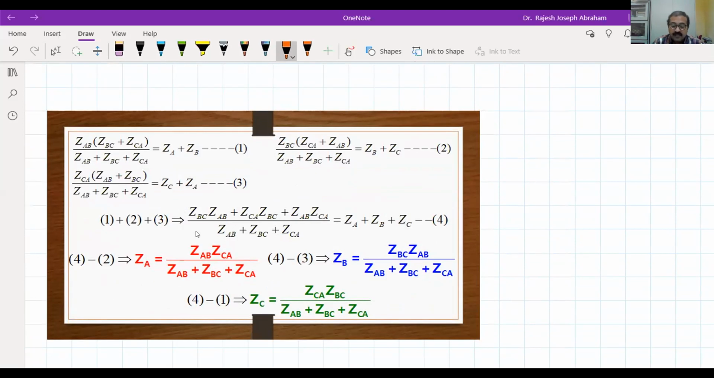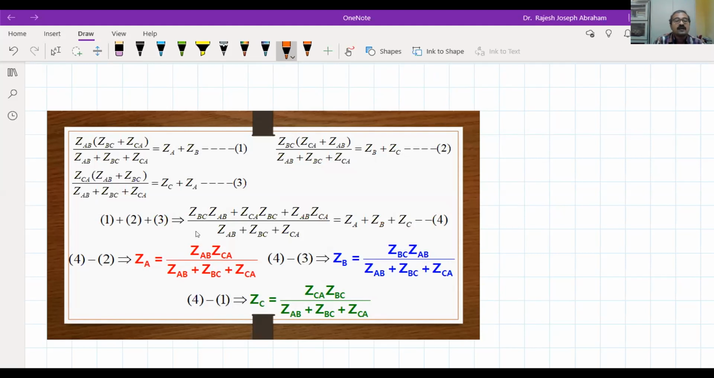So how will you find ZB? From equation 4, you subtract equation 3. Because equation 4's left hand side is A plus B plus C, from which you are subtracting A and C, so you are left with ZB. So ZB will be ZBC times ZAB divided by the sum of the delta branch impedances. It is easy to remember. That's a technique to remember.